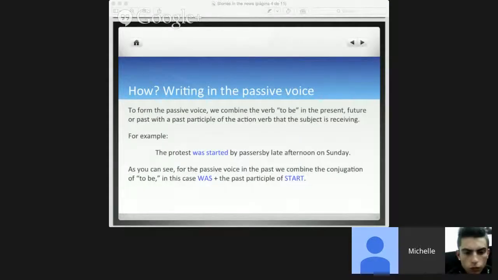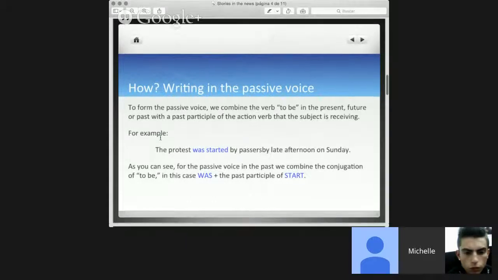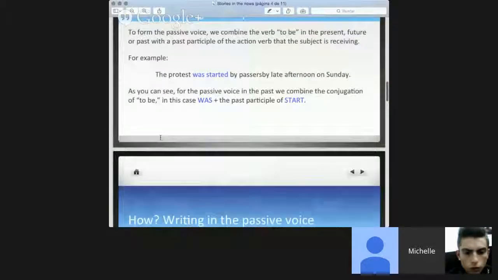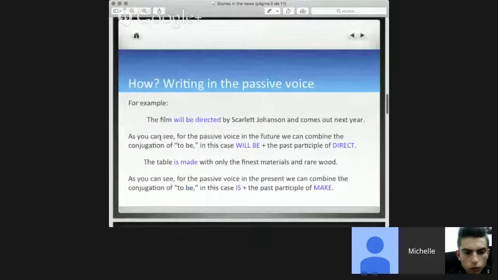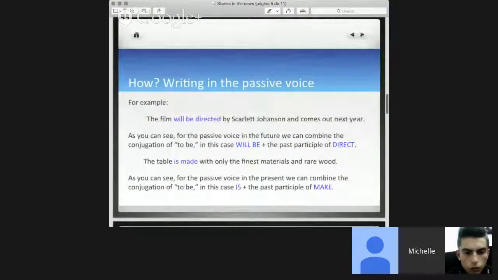Sure, that's the example in this text. Good. Okay, so now we're going to talk about the passive voice in the present and the future. So, for example, if we're talking about the future, I could say the film will be directed by Scarlett Johansson and comes out next year.